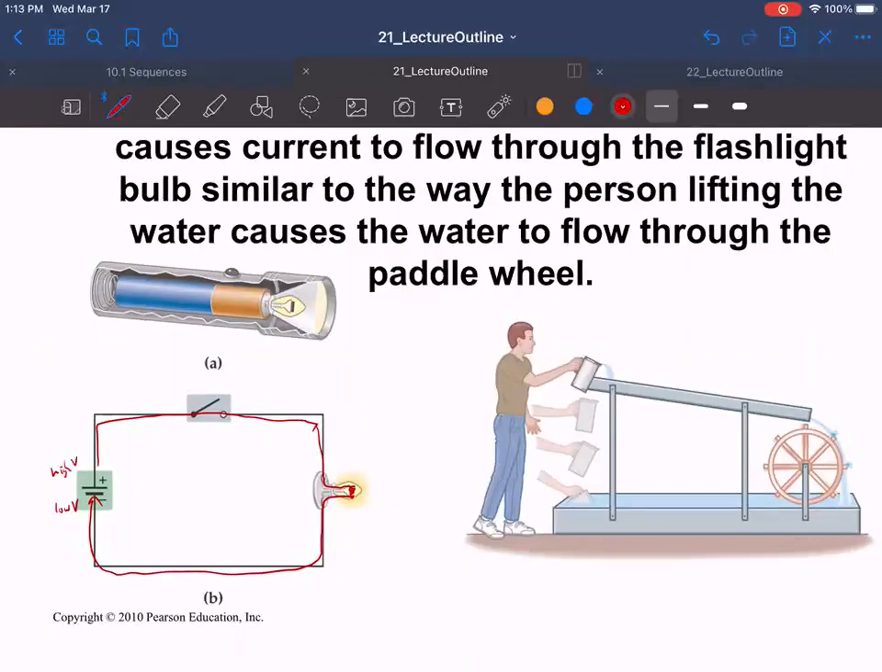And then they're equating this here to someone standing there and dumping water at the top of a paddle wheel and then letting it flow back down in terms of the paddle wheel, which is where the light would be. And then they keep doing that. And that's what the battery's doing. It keeps adding energy into it, which keeps pushing the electricity through. Okay.